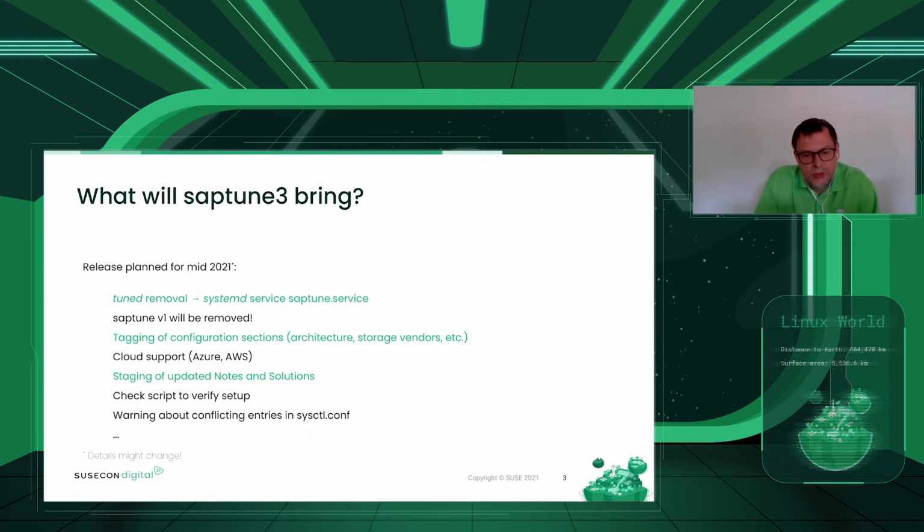So with Saptune 3, Saptune will very clearly warn on the screen and in the log if it finds parameters that it handles itself which are also present in sysctl.conf and sysctl.conf.d files, so that you are aware of this potential problem and can resolve it.